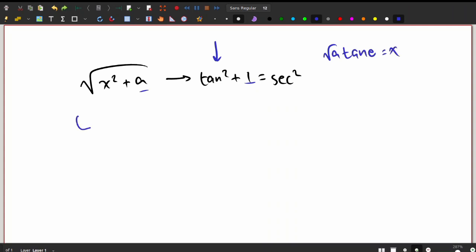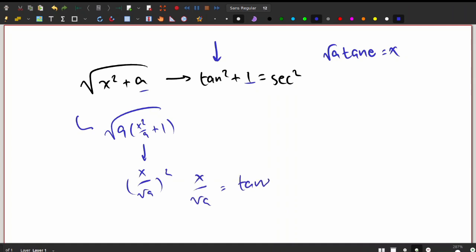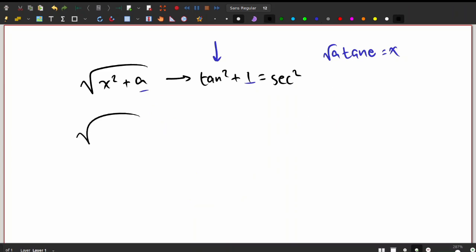The reason this works is because if we were to factor out this a, we'd get square root of a, x squared over a plus 1, and this can be rewritten as x over square root of a whole squared. So therefore, we want to make sure that this x over square root of a is equal to tan theta. Therefore, x is equal to square root of a tan theta. The second case is pretty similar.